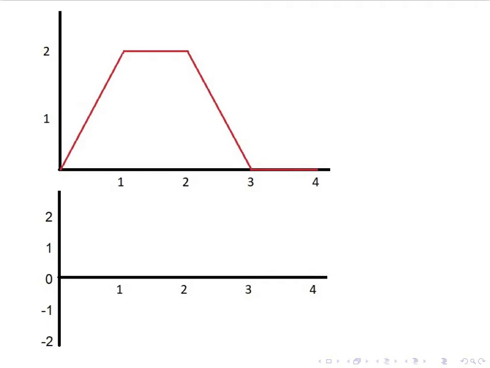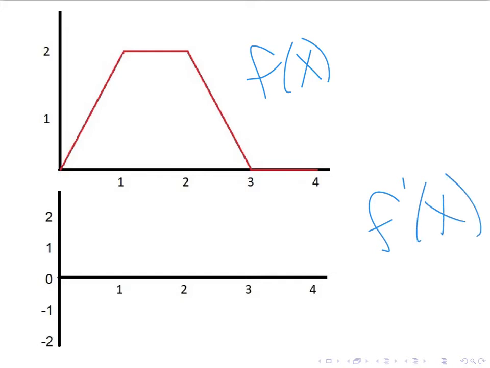I'm going to change colors into blue. So here's our original graph. Here's f of x. We want f prime of x. And we've already found the values. From 0 to 1, it's 2. From 1 to 2, it's 0. So we're going to move down here. From 2 to 3, it's negative 2. And from 3 to 4, we're back up at 0.